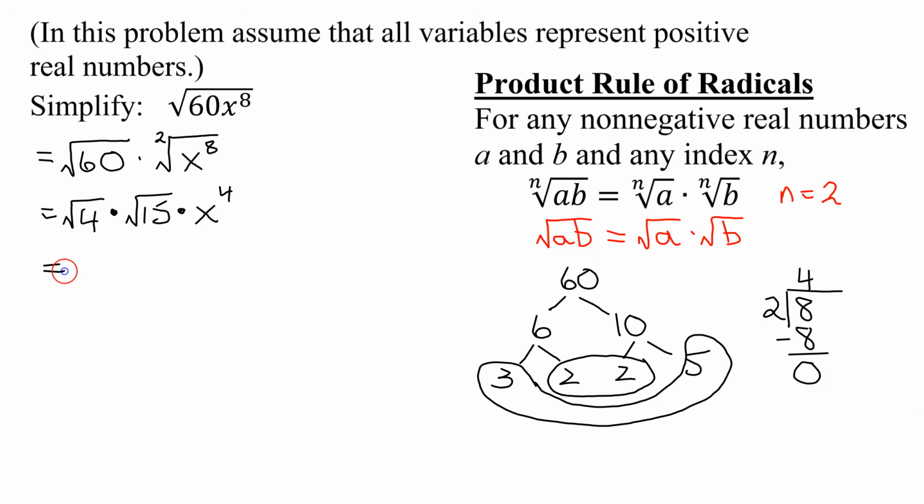So just simplifying this, what is the square root of 4? It is 2. I'm going to then write x to the 4th because that is outside the radical. And then finally, the square root of 15. So my answer is 2x to the 4th times the square root of 15.